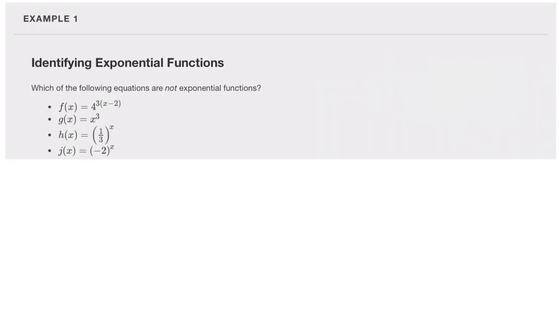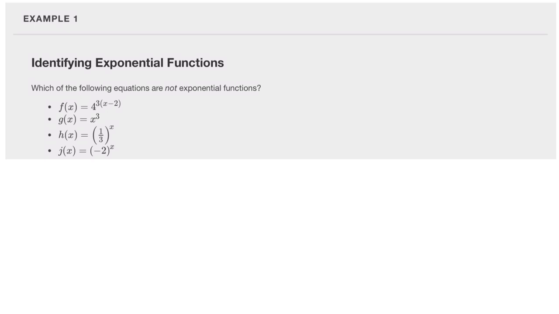So which of the following equations are not exponential functions? The general form of an exponential function, the difference between an exponential function versus a power function: a power function takes on the form of some variable x raised to some power. With the exponential function, the variable is now in the power. The variable is now your exponent. So you're going to have some non-negative base that's also not equal to 1 raised to some variable x.